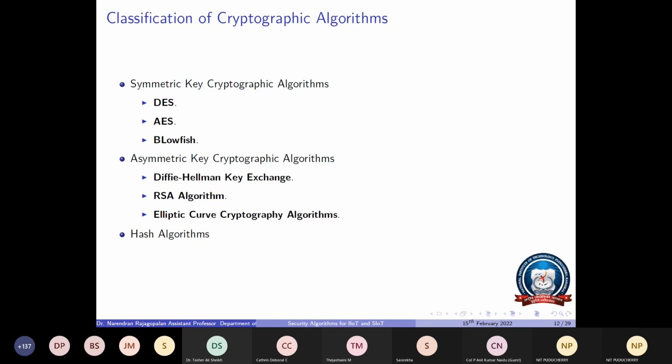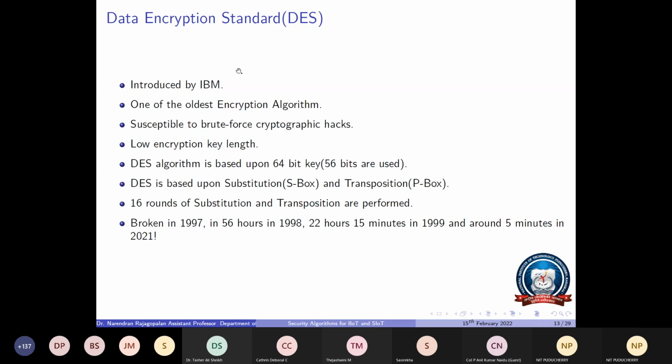The advantage of asymmetric key cryptography is that it is also able to provide authentication that the message is received only by the specific addressed recipient, because only the addressed recipient will have the private key. Diffie-Hellman, RSA algorithm and elliptic curve cryptography are some of the very commonly used asymmetric key cryptographic algorithms. Now, looking specifically at the data encryption standard, this was introduced by IBM, and it is one of the oldest encryption algorithms.